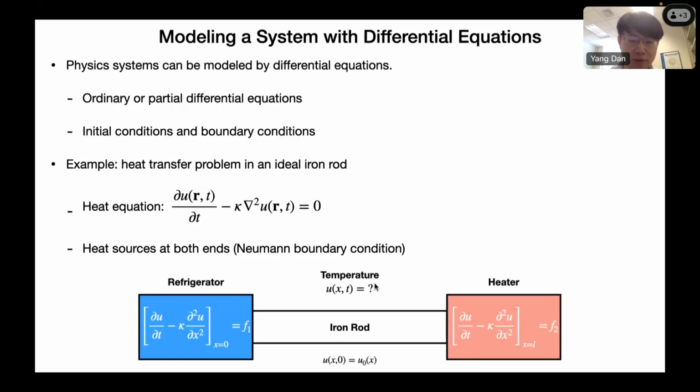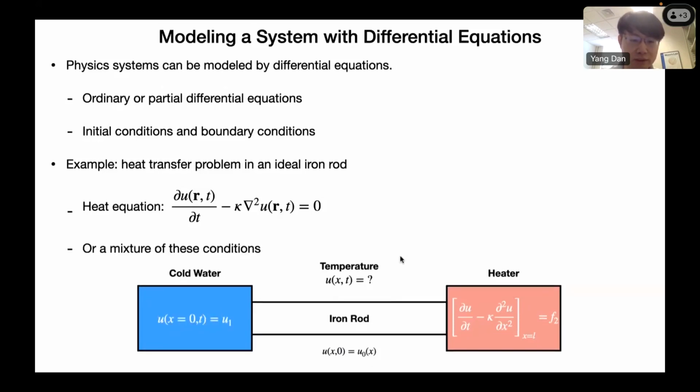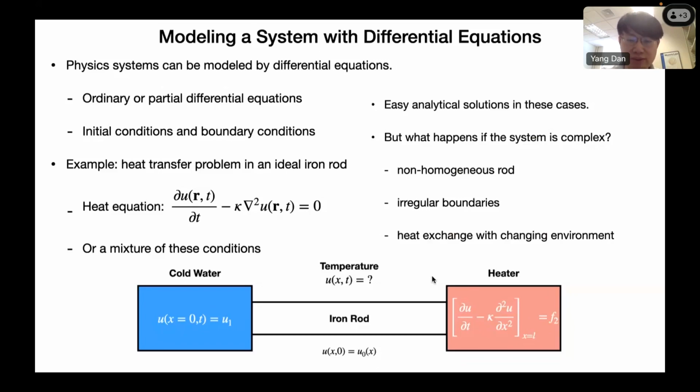For example, instead of dipping the two ends into the cold and hot reservoirs, we might have heaters or refrigerators, let's say. So in physics, there are two kinds of heat sources. And in this process, we can have some other kinds of boundary conditions. In this case, we know the derivatives of the temperature with respect to time and space. And also we can have a mixture of the two boundary conditions we had before. For example, we have one end of the iron rod fixed at a fixed temperature, and the other end of the rod attached to a heater. So we know that this is a very easy toy problem that we can easily solve with analytical solutions.